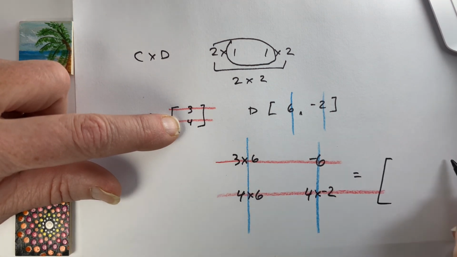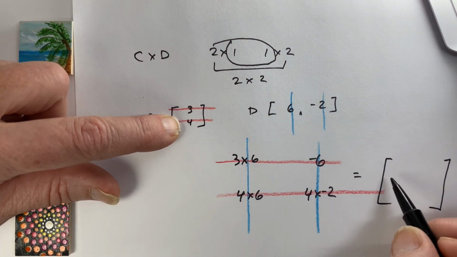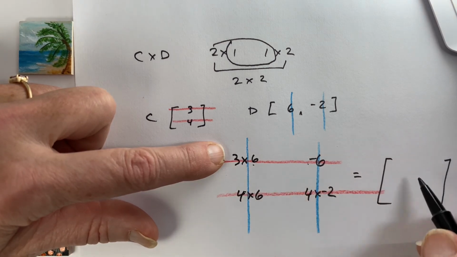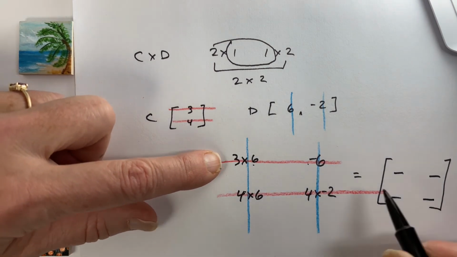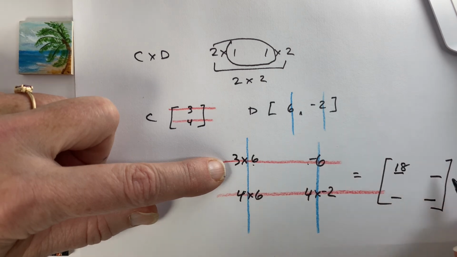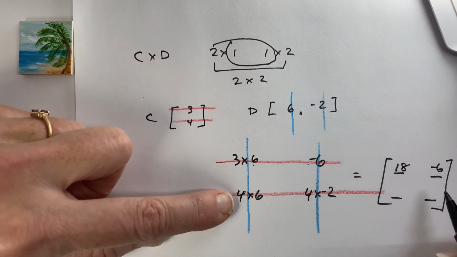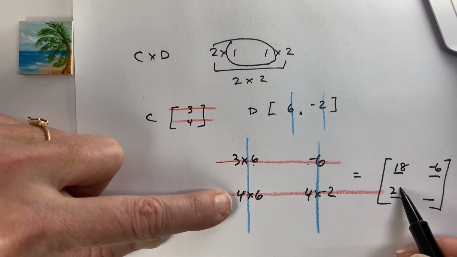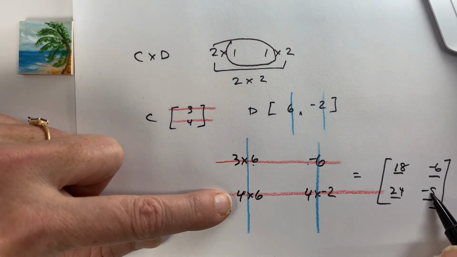And this is going to give me a 1, 2, 3, 4. Draw out the cells. 3 times 6 is 18. I already did this one. We know it's -6. 4 times 6 is 24. 4 times -2, -8. All done.